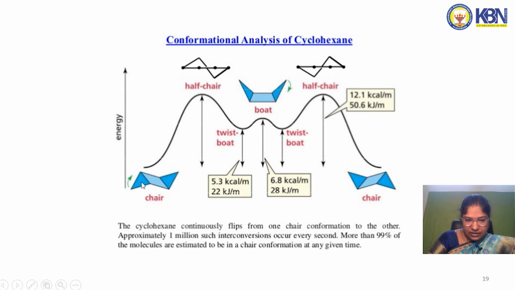Chair form has the least energy and it is more stable than the half chair, boat and twist boat. And twist boat has less energy compared to the boat form and half chair. So it is more stable than the boat form and half chair form. And compared to the boat form and half chair form, boat form has less energy than the half chair form. So boat form is more stable than the half chair form. In half chair form, there is torsional strain and steric repulsions are present. So half chair form is less stable compared to the chair form, twist boat and boat form.